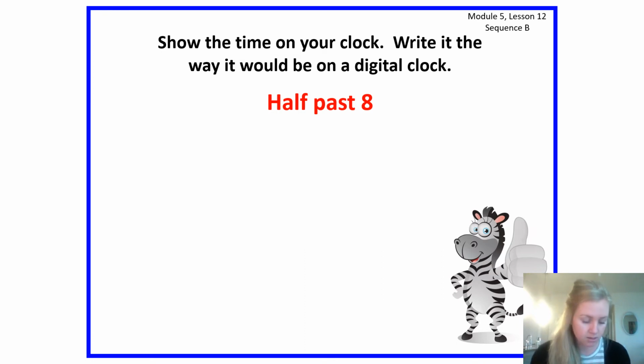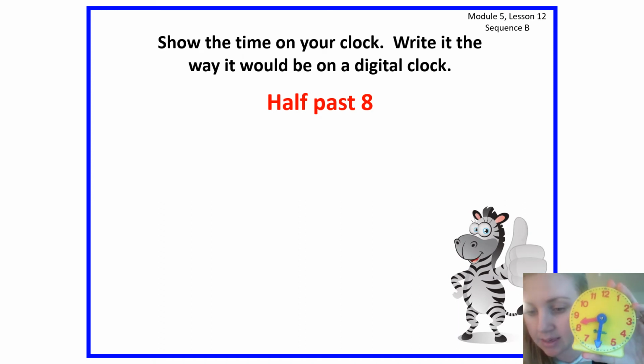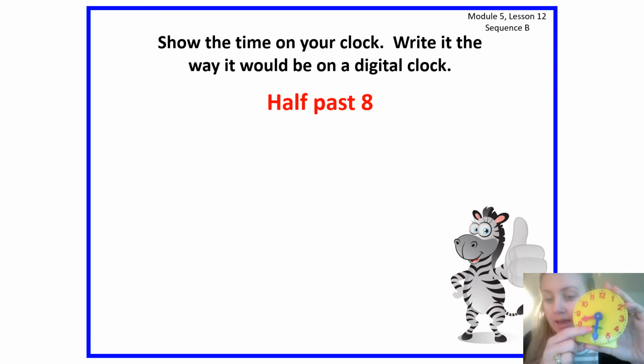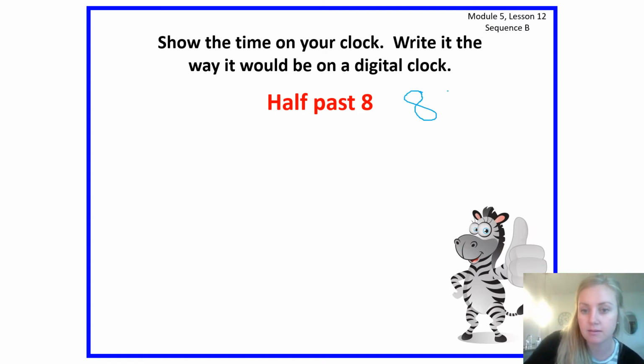10, 9, 8, 7, 6, 5, 4, 3, 2, 1. Now, this is what your clock should look like. The hour hand is in between 8 and 9, and the minute hand is halfway around the clock, pointing down at the 6. This shows me 8:30 or half past 8. Thumbs up if you got it.